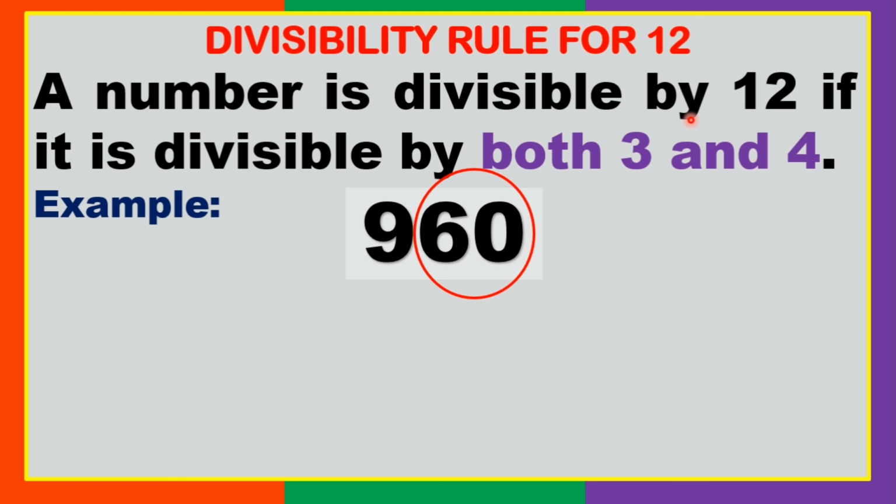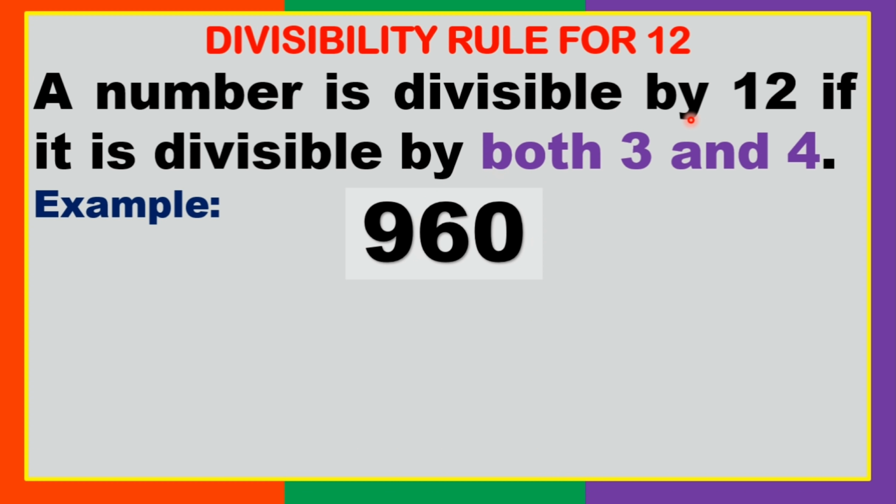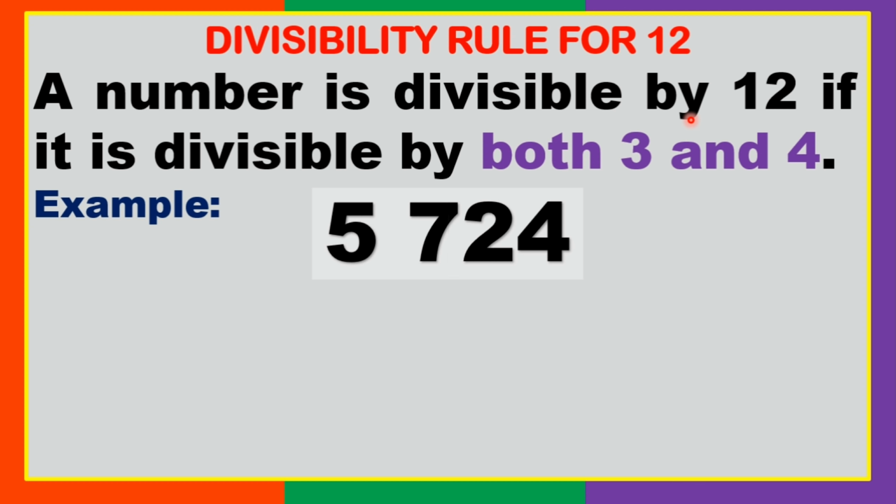How are we going to know that 960 is divisible by 3? Do you still remember the rule for number 3? Yes, sir. Alright. We get the sum. 9 plus 6 plus 0 equals 15. And 15 is divisible or multiple of 3. Therefore, 960 is divisible by 4 and 3. That concludes that it is also divisible by 12. Okay, next example.